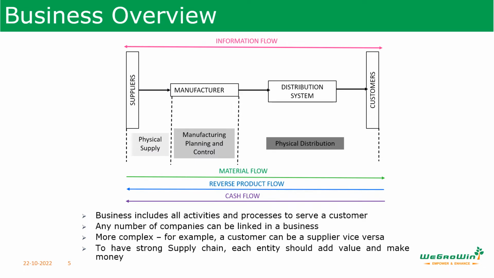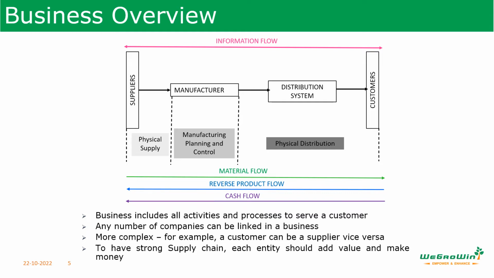As we see here, this is the overall business process overview of a business, where any business will have a supplier, there will be a manufacturer, there will be a customer. These are the three basic entities any supply chain of a business will have: supplier, manufacturer, and customer. And there are three basic flows, right? Here I'm showing 4 flows, but actually there are 3 basic flows. What are the 3 basic flows?